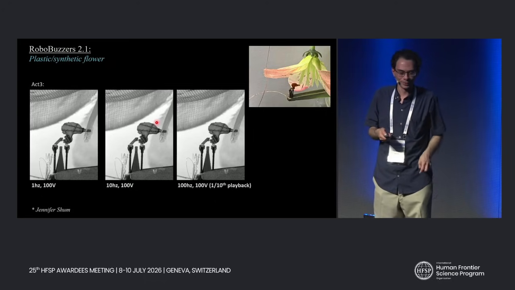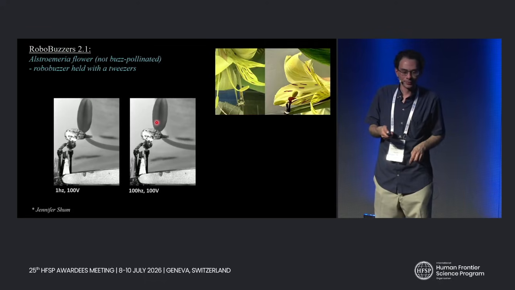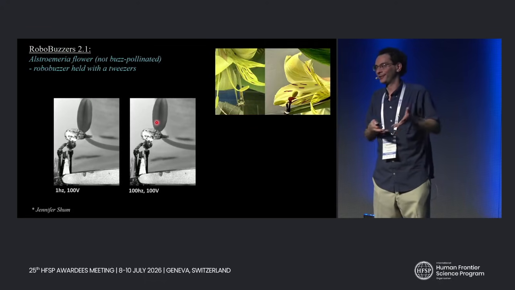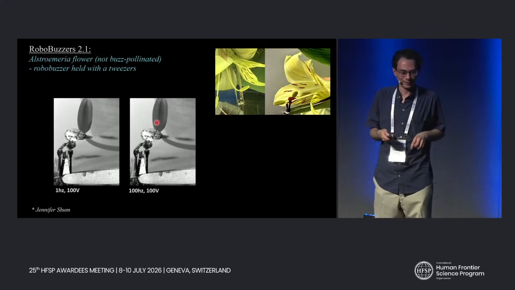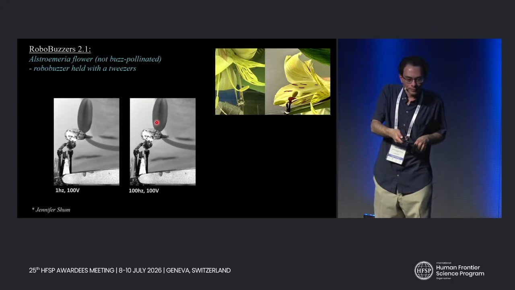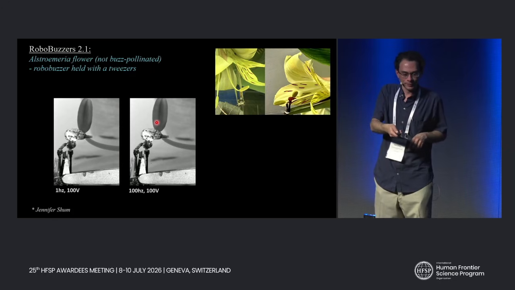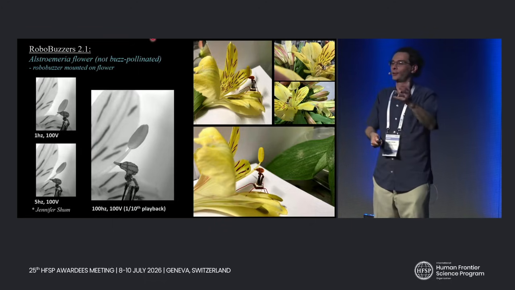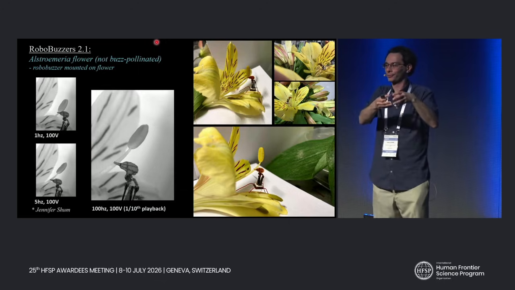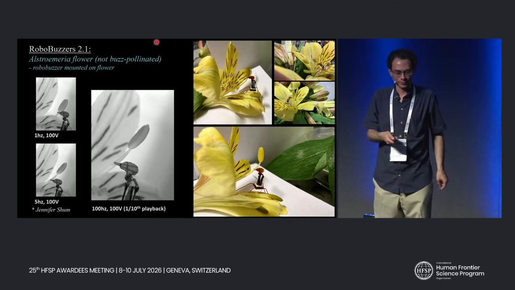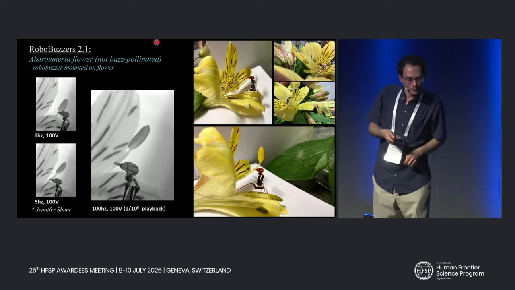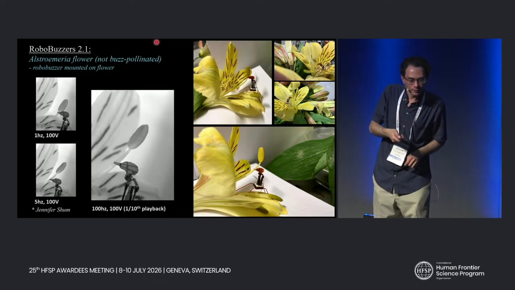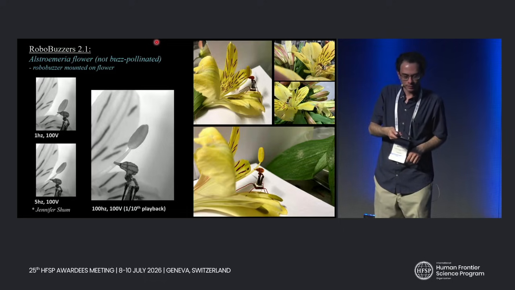And then this is a real flower, but not buzz-pollinated, just one that my postdoc happened to have on hand. Here it's mounted with its little wire legs sitting on the flower, which is what we want to go with it, not held with the tweezers. We want to have the same boundary conditions we'd have with the real bee. So there it is, I think, shaking that.